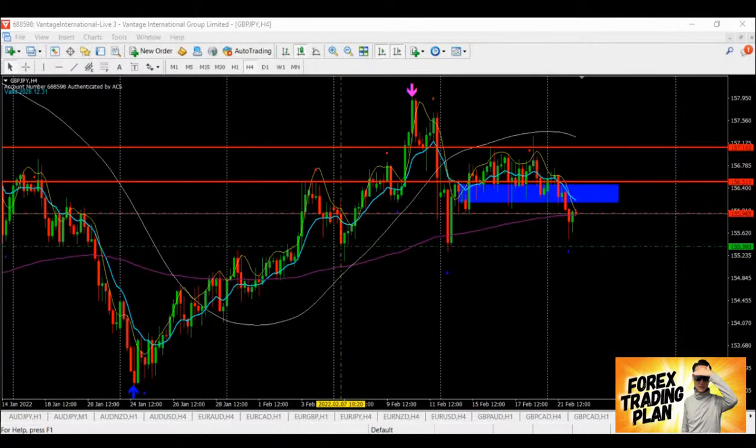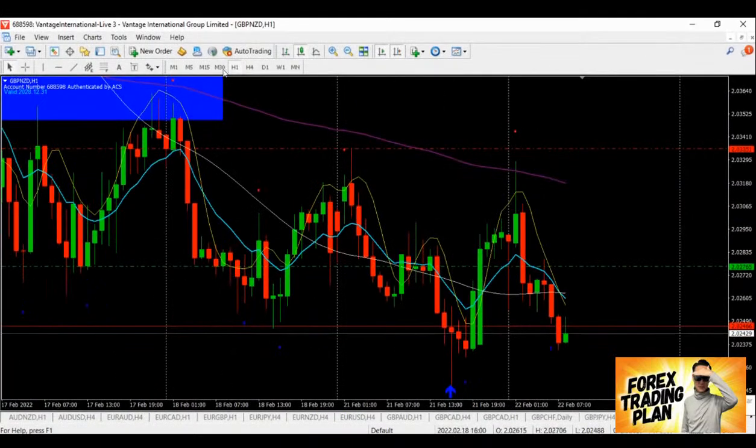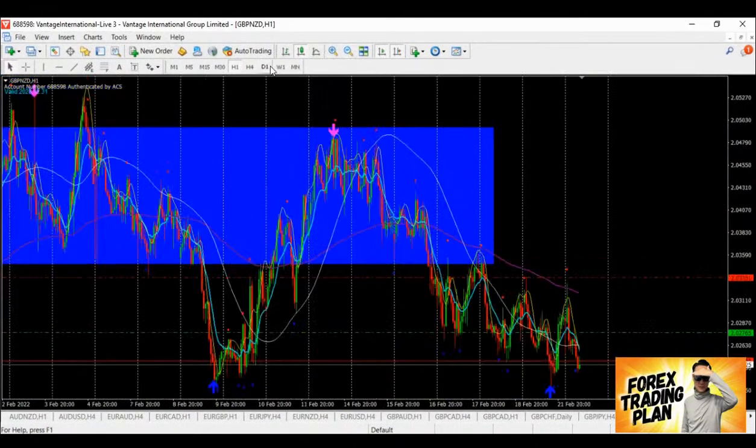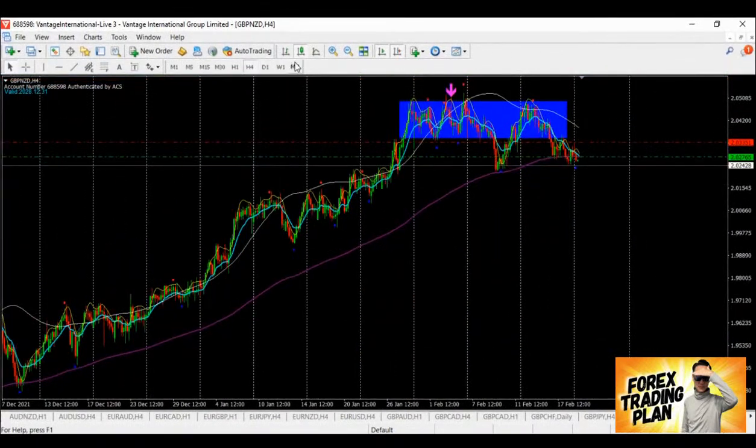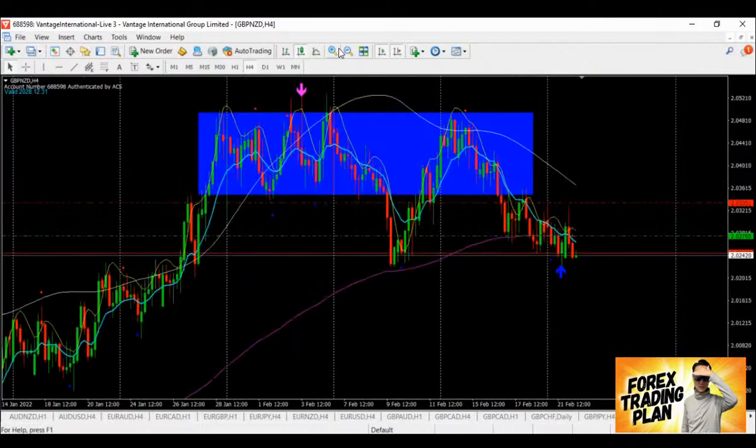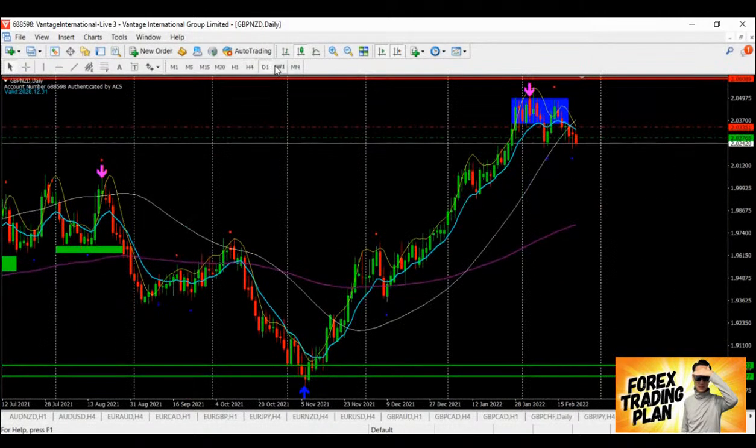All right, let's move again into pound kiwi. Pound kiwi, what are we experiencing? Pound kiwi is hitting on the resistance, coming down for a selling, out of the transition now. So pound kiwi is into the selling trend now. Looks very good.